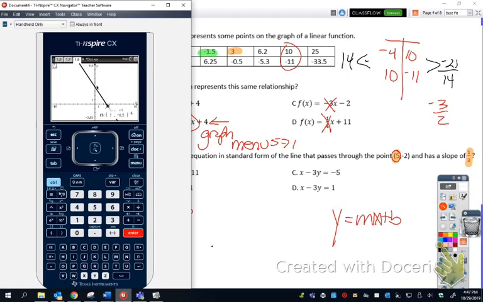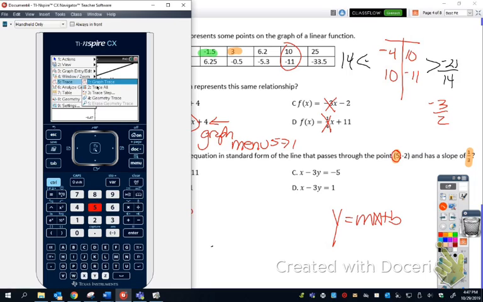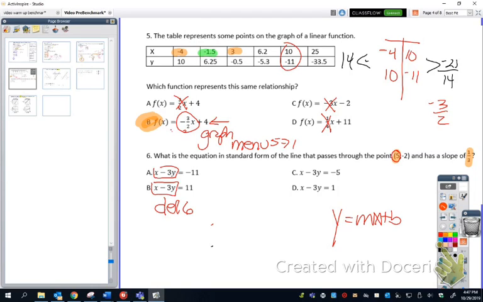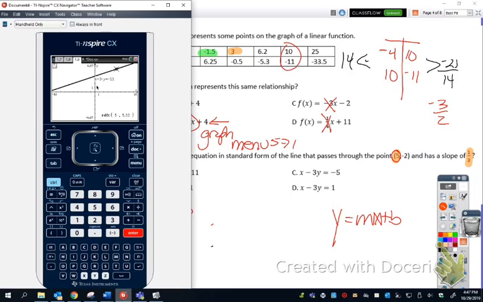Okay, so we're going to graph those. Control dot, go to 2, and I have to do delete 6. So you've got x minus 3y equals negative 11. Okay, now if I do menu 5, 1, and I type in that 5, that does not match. So this one is gone. Okay, so do it again.